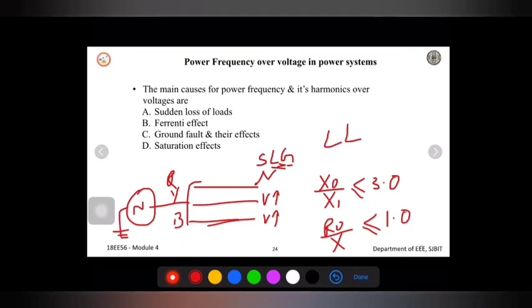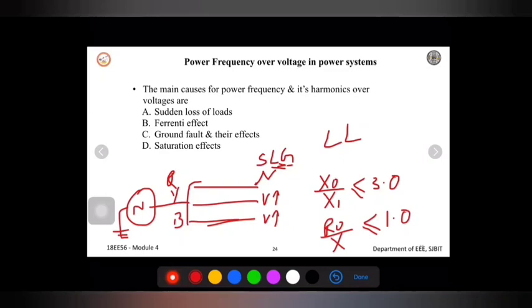Once again, regarding positive sequence and negative sequence, we represent positive as 1 and negative as 2, and zero sequence will be represented as 0 only. All these parameters related to symmetrical fault and unsymmetrical fault, we will study in detail in the next semester in the PSA 1 subject.